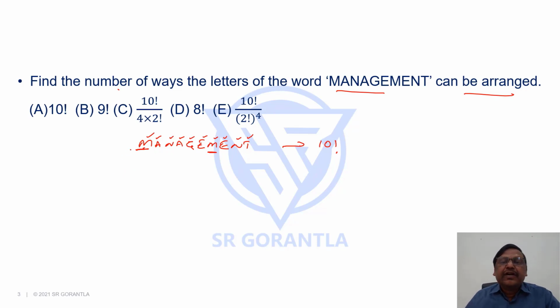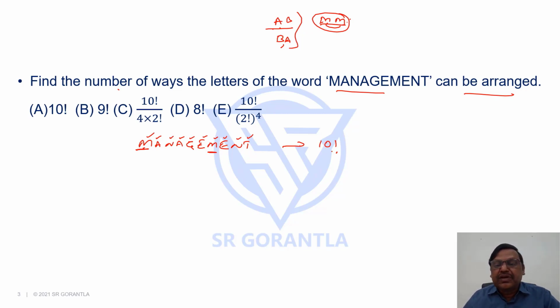M comes twice here. Suppose there are 2 different letters A and B, what are the possible arrangements? AB is one arrangement, BA is another arrangement. 2 arrangements are possible. If both are the same letter, say M and M, we can have only one arrangement. It cannot be 2 different arrangements. That's the reason, because letters are repeated, the number of arrangements will come down.